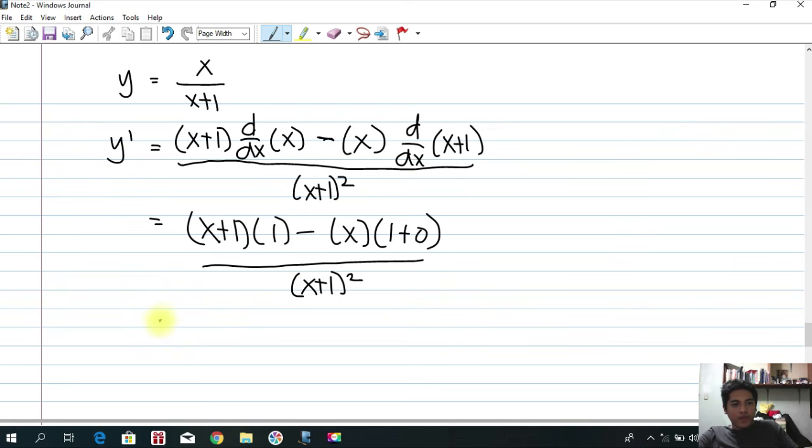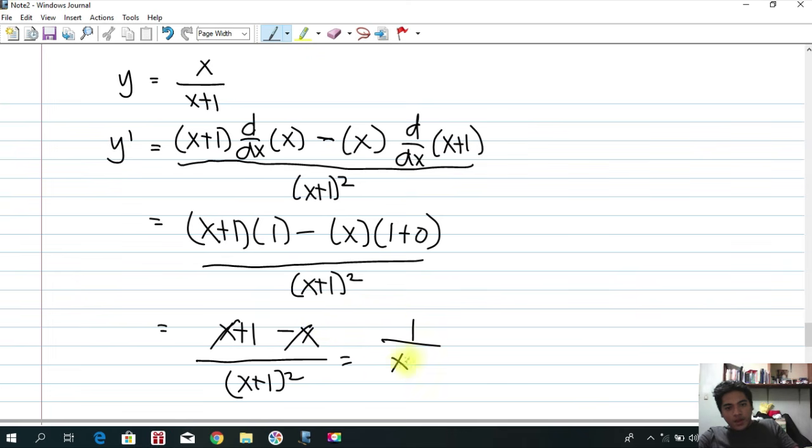So we have x plus 1 times 1, which is simply x plus 1, minus x times 1, which is x, divided by x plus 1 squared. To simplify, x minus x cancels, so we are left with 1 over x plus 1 squared. So this will be our answer.